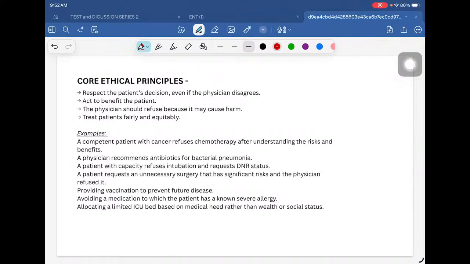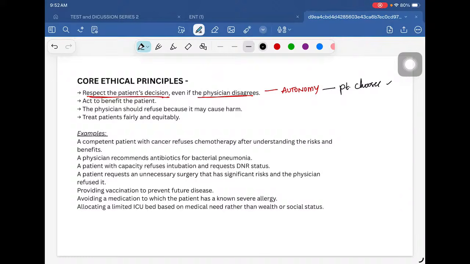First principle is always respect the patient decision. That is final, even if the physician disagrees. This is actually talking about autonomy. So what is autonomy? This is basically whatever patient chooses, that is correct. So basically patient is king here.